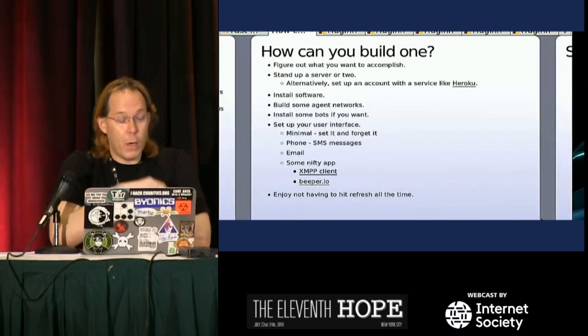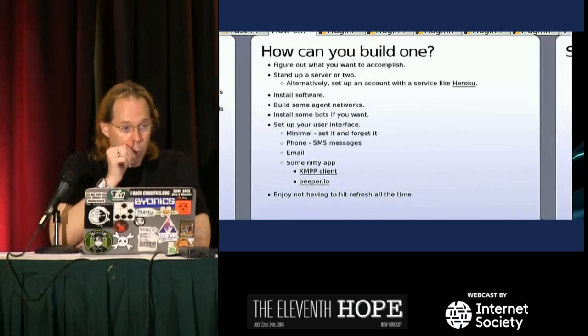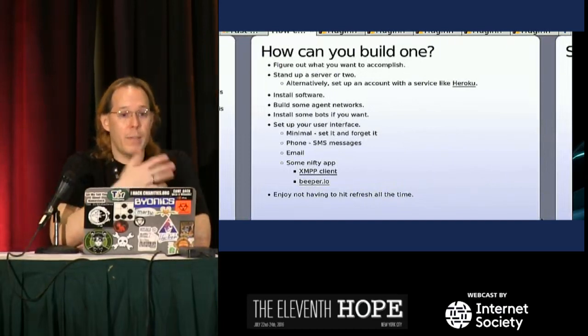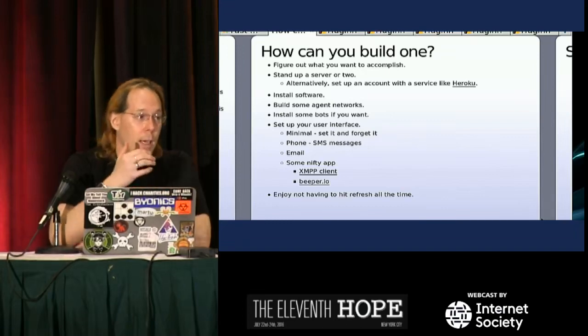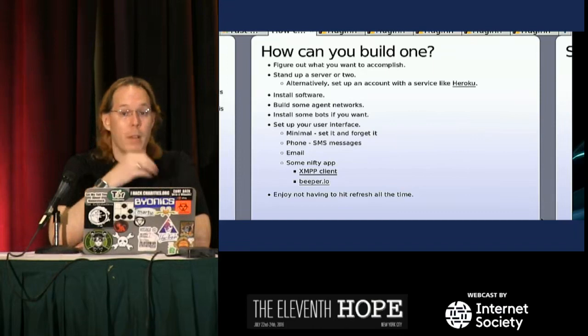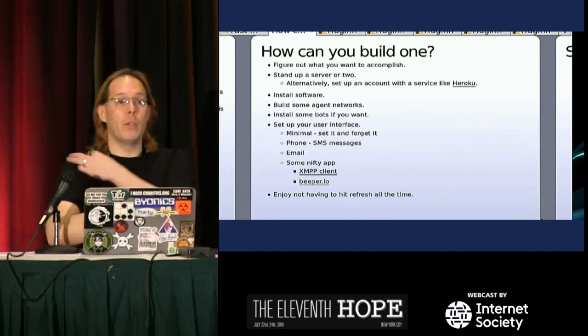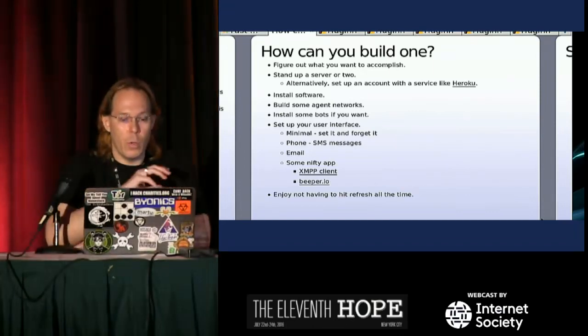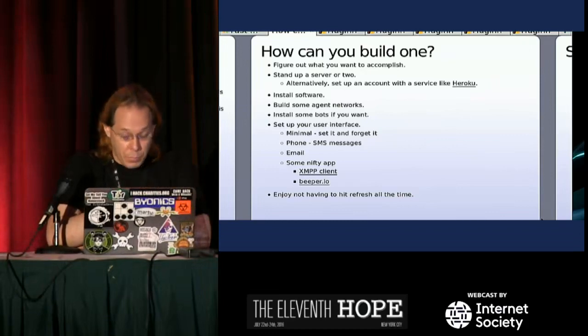Okay. Now, how can you build an Exocortex if you have a need to build one? Well, first you have to figure out what you want to accomplish. Do you want to just experiment with it? Do you want to build an archive? Do you want to experiment with machine learning? Do you want to build an automation system that plugs into different APIs? You want to have some idea of what you want to accomplish.